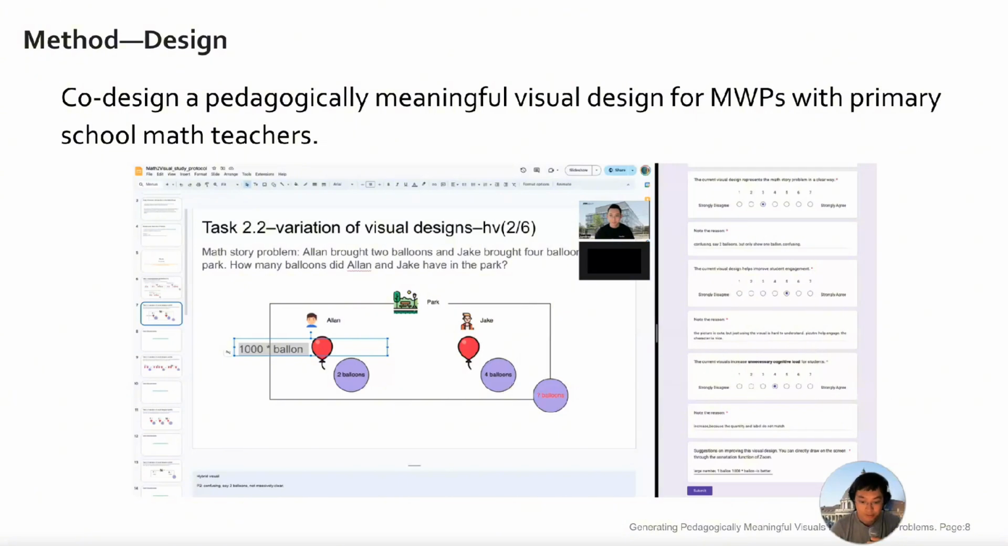During the co-design phase, we conducted an exploratory study with 5 primary school math teachers experienced in using visuals to teach math problems. Each teacher participated in a 1.5 to 2-hour session, where we reviewed 6 visual design variations across 7 types of operations. Insights from these sessions inform the development of the final visual design.